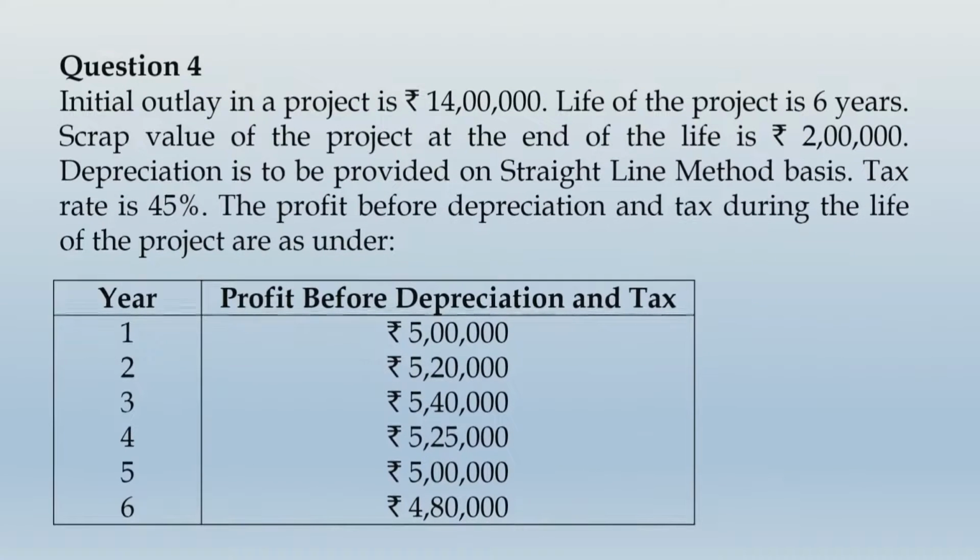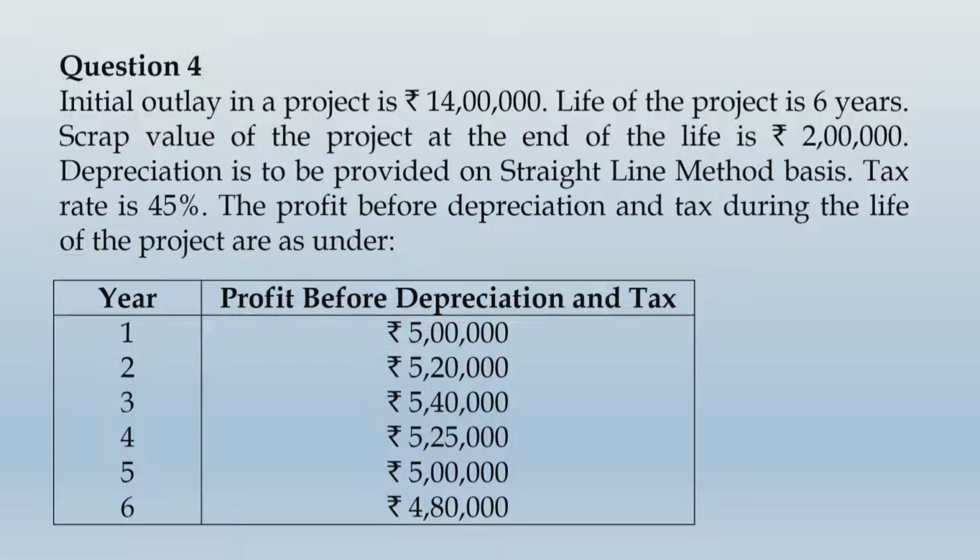Let us move ahead and take up the next very important question, that is question number 4. Let us read this question carefully. Initial outlay in a project is rupees 14 lakhs. Life of the project is 6 years. Scrap value of the project at end of the life is rupees 2 lakhs. Depreciation is to be provided on straight line method basis. Tax rate is 45%. The profit before depreciation and tax during the life of the project are as under.